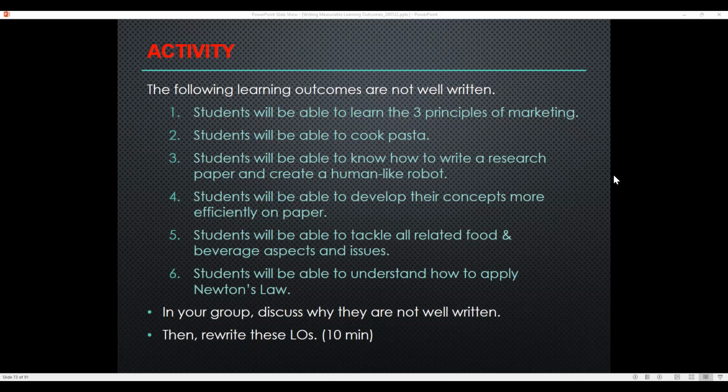So we just cancel all the words in between. Students are able to apply Newton's law. Apply Newton's law. It feels like we need something because they're only three. Yeah, don't know Newton's law to use it for what? Yeah.